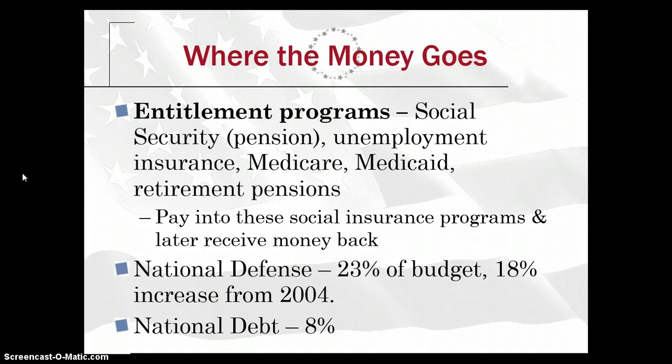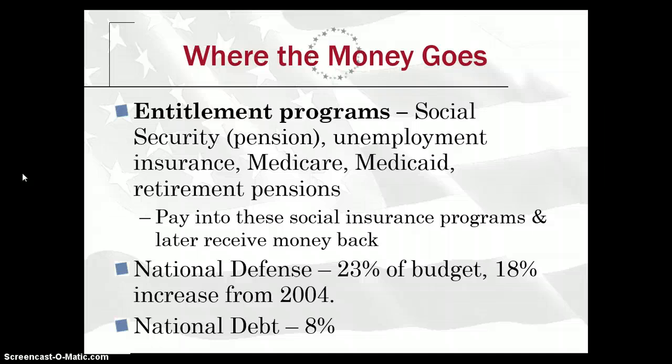So as I said earlier, you have various entitlement programs, from Social Security, unemployment insurance, Medicare, Medicaid, to retirement pensions for federal workers. And again, you're paying into these social insurance programs, and you will later receive this money back. So sometimes they classify them under welfare programs. I don't know if that's the correct category because you're already paying into these programs with the expectation that you're going to get something out.